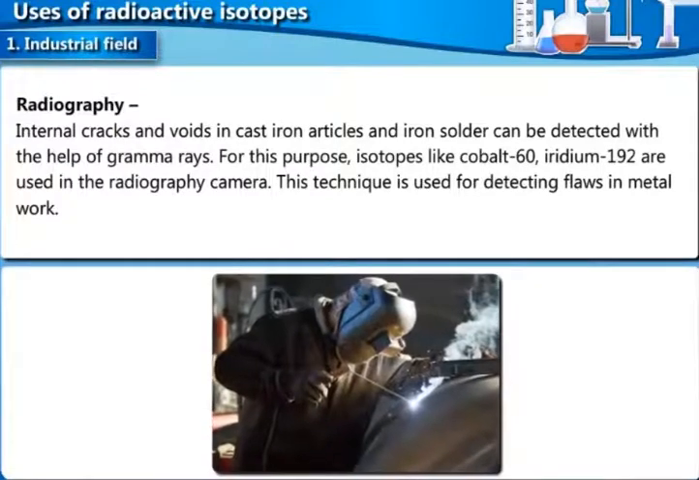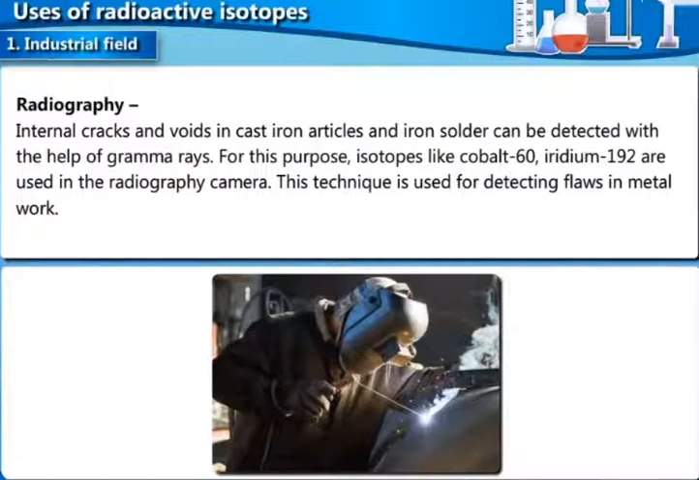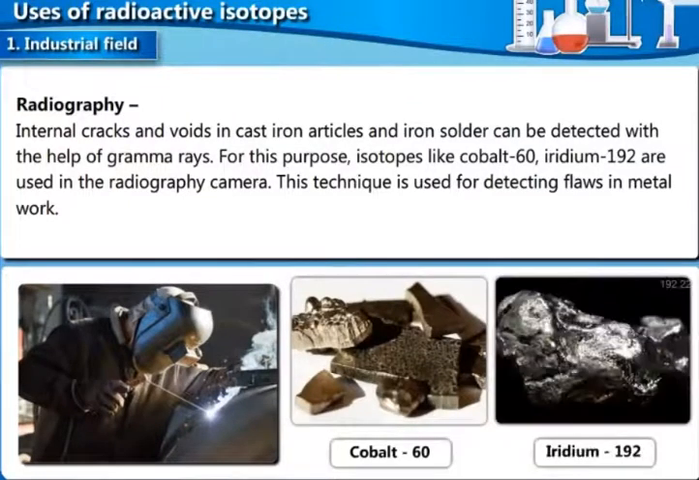Internal cracks and voids in cast iron articles and iron solder can be detected with the help of gamma rays. For this purpose, isotopes like cobalt 60, iridium 192 are used in the radiography camera. This technique is used for detecting flaws in metalwork.